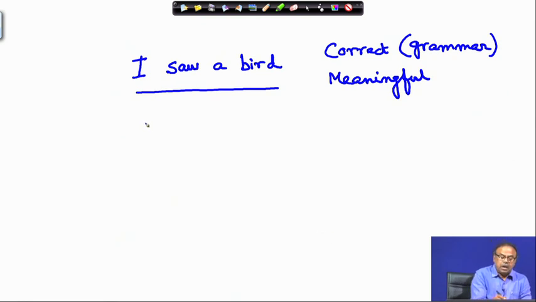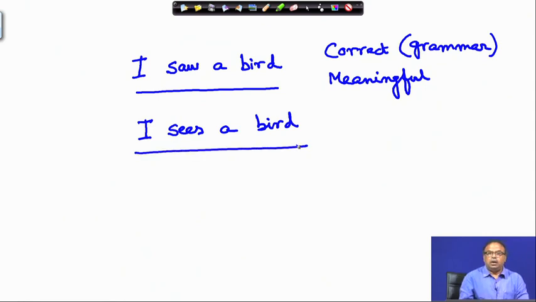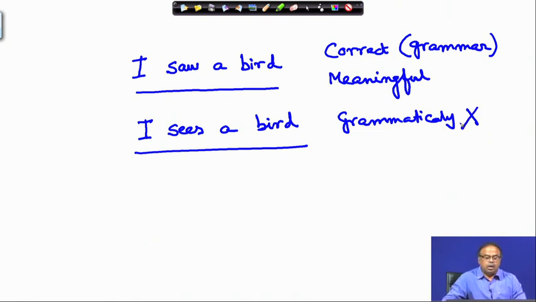Now, suppose I wrote something like "I seize a bird." Now, this is grammatically wrong. However, it conveys some meaning. I understand that the person who wrote this is weak in grammar, he is not very much conversant with the subject-verb agreement, but still I can make a meaning out of it.